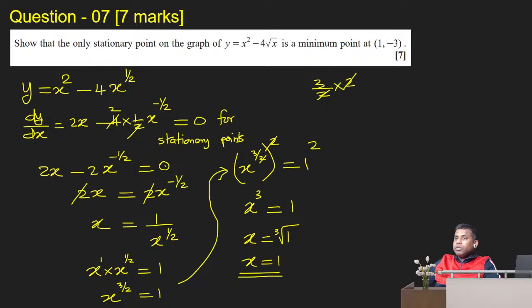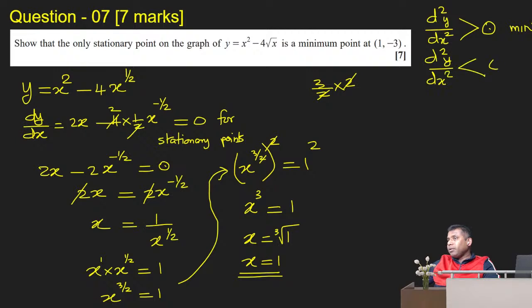So x equals 1, only one answer coming. That at x equals 1, the graph will have a minimum point, right? So now, we have a stationary point. We haven't proved that it is the minimum. To prove a minimum point or maximum point, you know the method: d2y over dx squared, the second derivative. If the second derivative is greater than 0, the point has to be the minimum. If d2y over dx squared is less than 0, the point has to be a maximum, right?